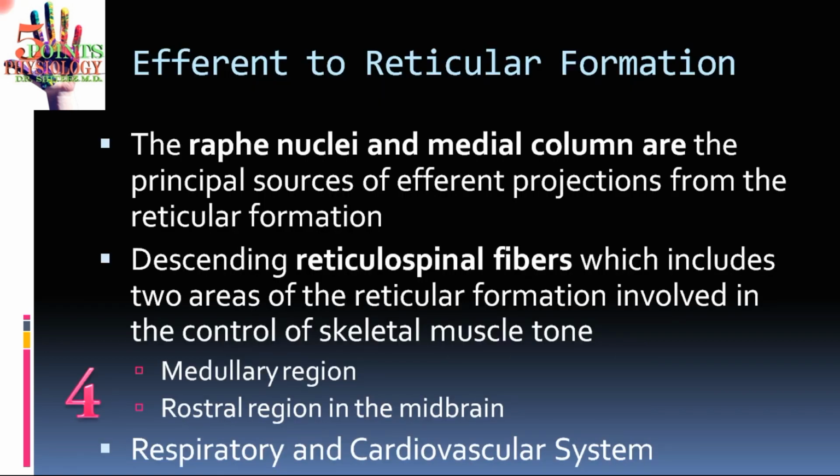Coming to the fourth point, that is the efferent, that means the outflow from the reticular formation. When we talk about the outflow from the reticular formation, the raphe nucleus and the medial column are the principal source for efferent projections from the reticular formation. So there are the descending reticulospinal fibers, which include the descending fibers from two areas of the reticular formation. One is the medullary region and the other is located rostrally in the midbrain.